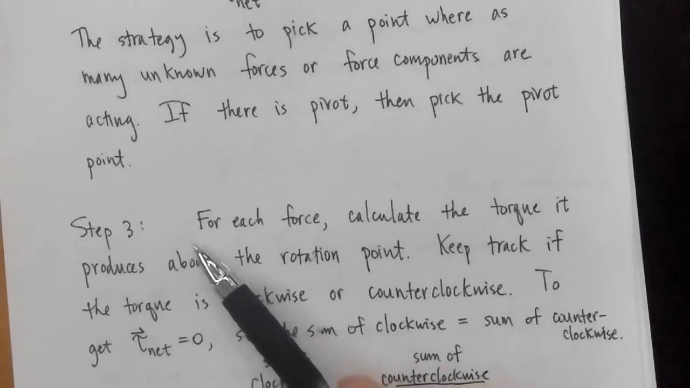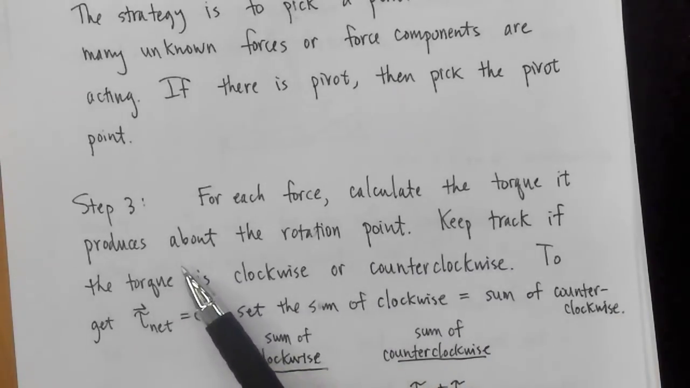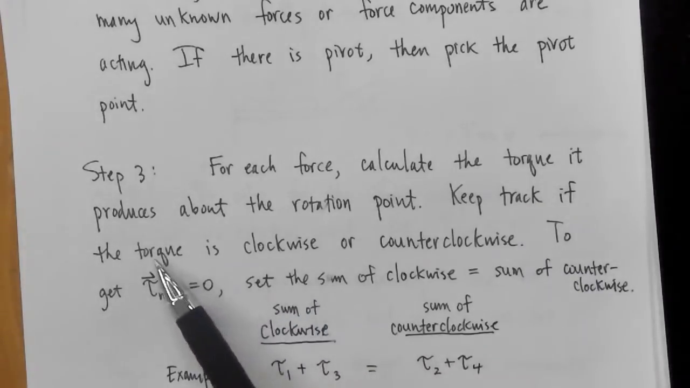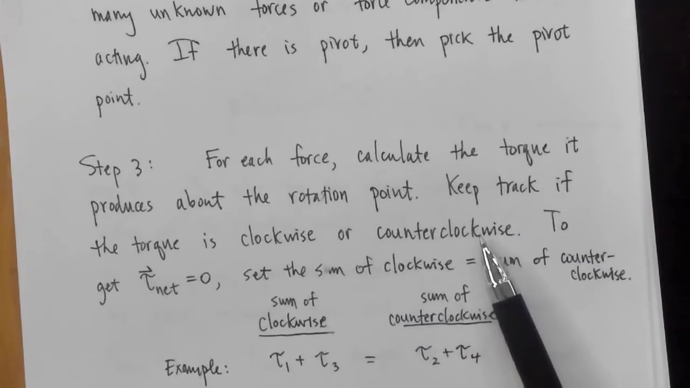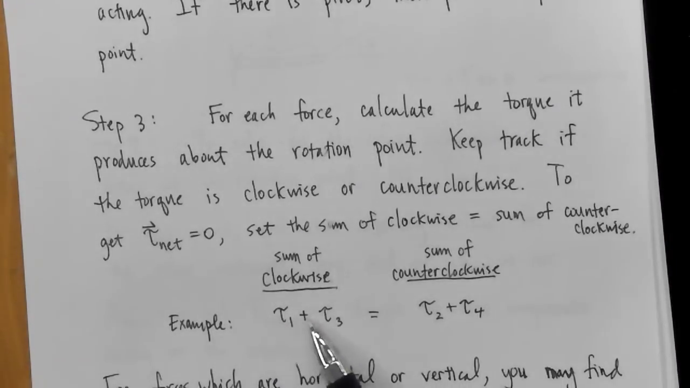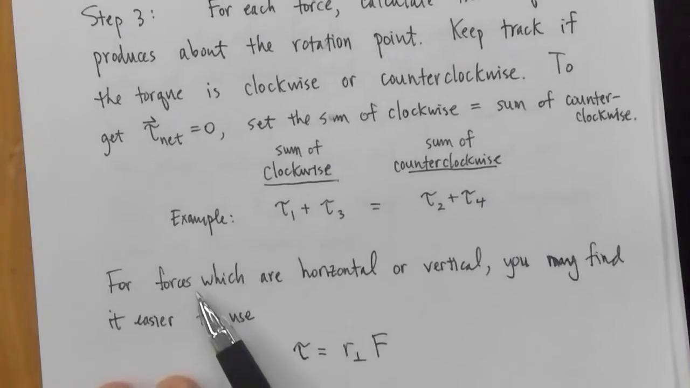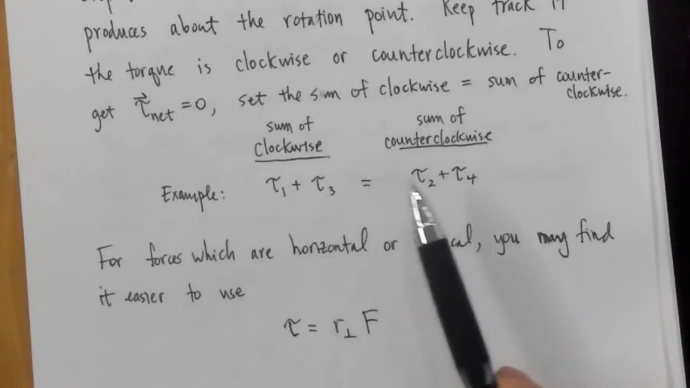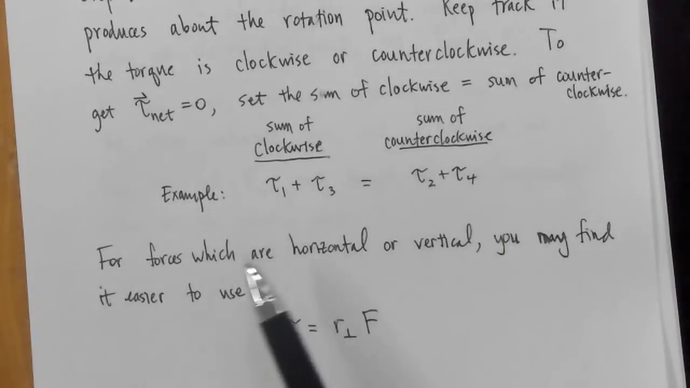So one strategy is to pick a point where one of the forces you don't want to deal with is going through that point. And then for each force, you should calculate the torque it produces about the rotation point, and you keep track if the torque is clockwise or counterclockwise. And then to say that the net torque is 0, you say the sum of the clockwise torques is equal to the sum of the counterclockwise torques. Well, okay, so you can do it any way you want. You can take positives and negatives, but this is the way I like to do it.